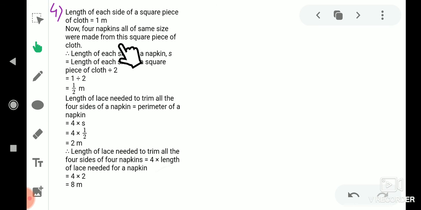Now 4 napkins, all of the same size, were made from this square piece of cloth. Therefore the length of each side of the napkin, S, is equal to the length of each side of the square piece of cloth divided by 2. So 1 divided by 2, that is half a meter.